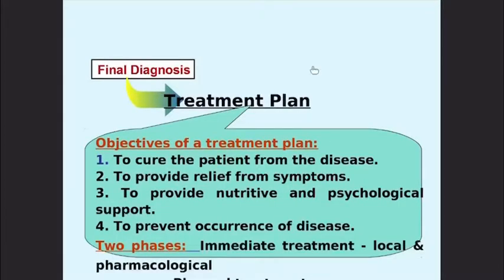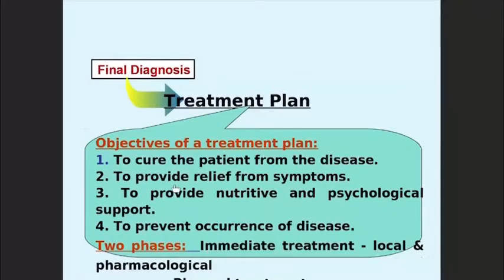Okay, so once the final diagnosis is done, the aim of the diagnosis is so that you provide a treatment plan to the patient. Now let us look at exactly what the objectives of the treatment plan are. The main objective is to cure the patient of the disease, to provide relief from symptoms, to provide nutritive and psychological support, and to prevent the occurrence of the disease. So these are the four objectives of the treatment plan.